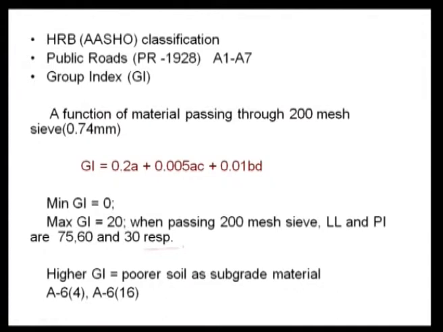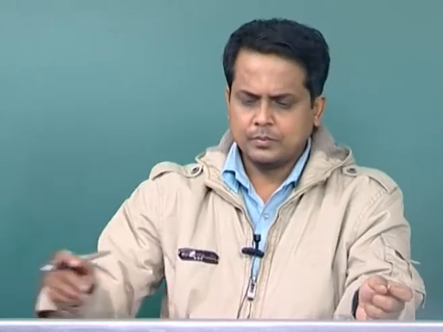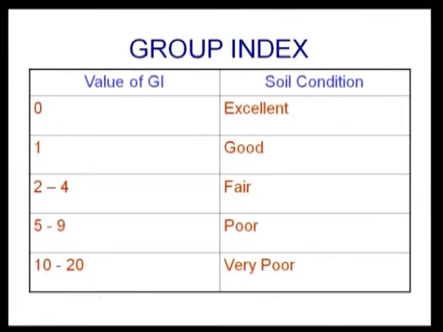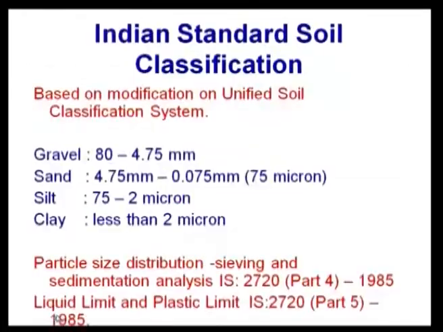Higher GI, that means the higher the group index, that means poorer soil as subgrade material. If the group index is very high, it indicates a poor soil as subgrade material. If you look at the group index values as given in tabular form, if group index is 0, that means soil condition is excellent. If group index is 1, that is good. Between 2 to 4 it is fair, 5 to 9 it is poor, 10 to 20 is very poor. That means if the group index value is very high, it is not suitable for highway material or subgrade material.